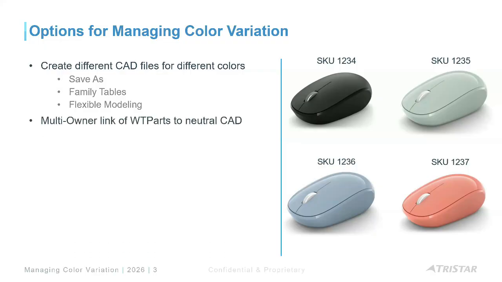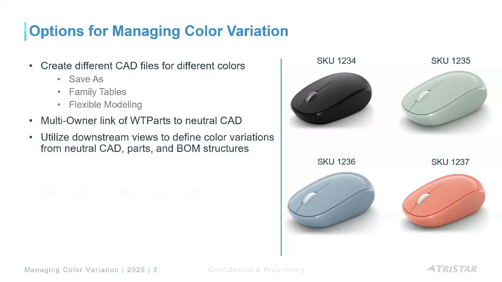Another way to do this would be to have a multi-owner link to a WT part. So you would have a neutral CAD file, and then you would have the different colors linked to the same WT part. And then you would choose which color is applicable to which variation in that bill of material. There are advantages and disadvantages of that. When you want to replace a lot of components with a new color or create a new bill of material, it's a lot of picks and clicks to make sure that you're using the right CAD model.